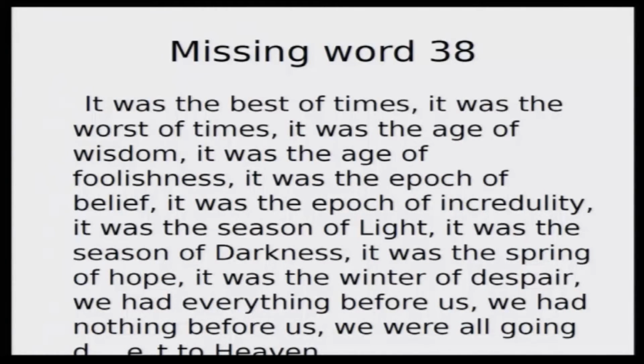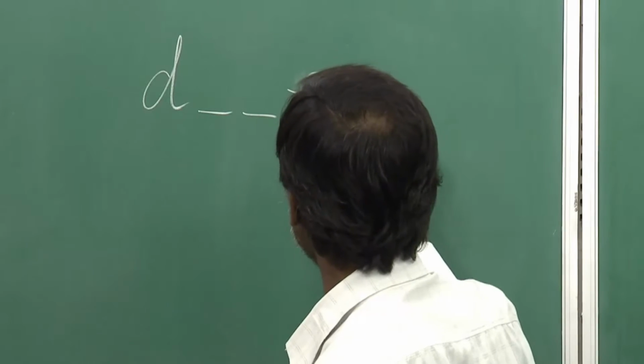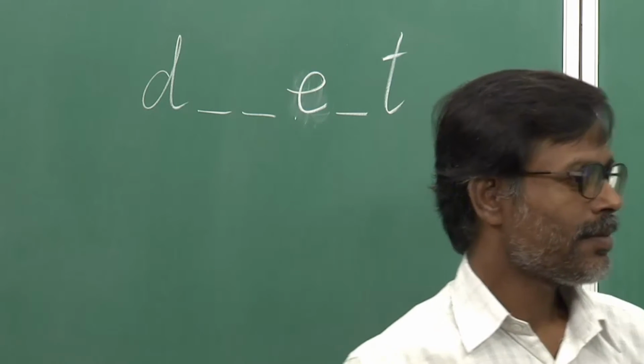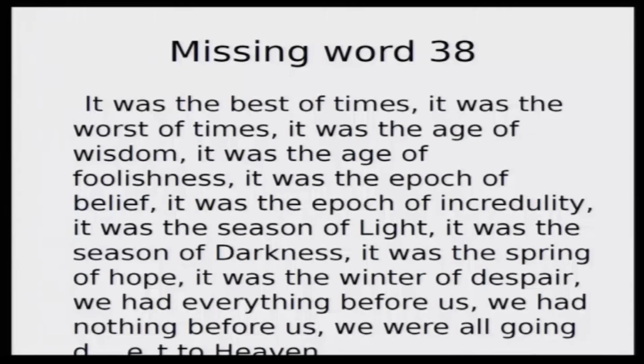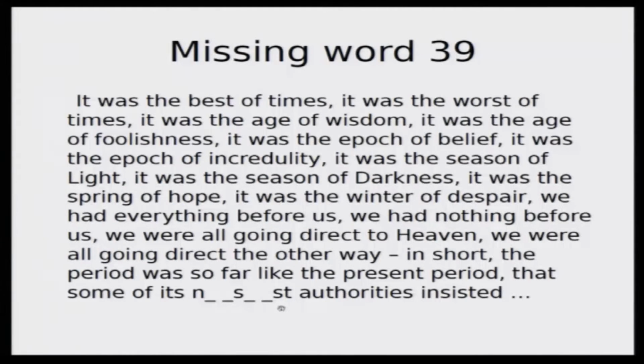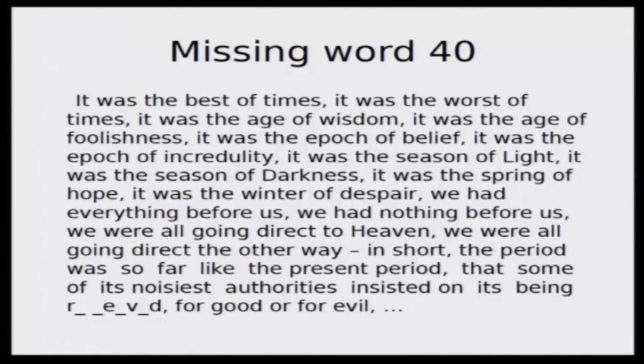This is D, D, then 2 blanks, then E, then 1 blank, then T. This is unfortunate. We had nothing before us. We were all going something to heaven. Direct, direct. Used in the directly sense. What kind of thing is going to come here? Adjective. Adjective in the superlative. Nearest. Pass. Noisiest. Noisiest, yes. Next question. Yeah. Adjective? Yes, third form of a verb, yes.